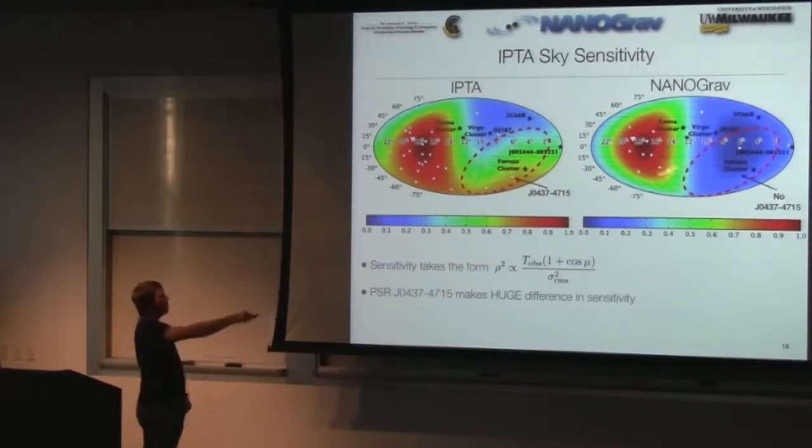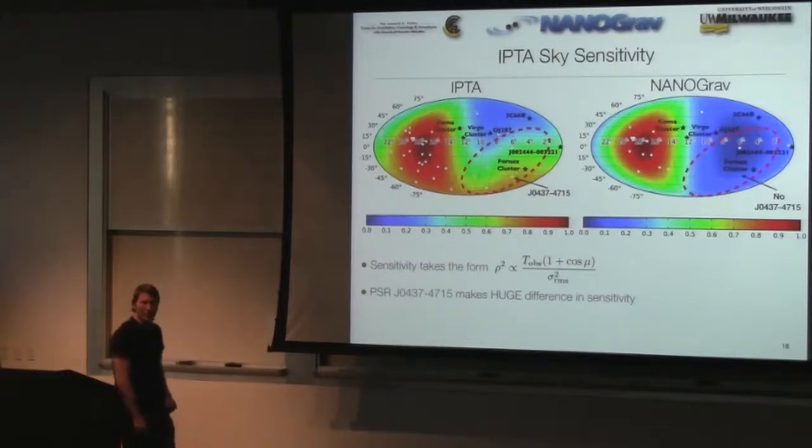On the other hand, for NANOGrav, we don't have 0437 because our telescopes can't see it. It's too low in declination. Almost this whole area of the sky is blind to us. This presents us with a new problem in that you would need much louder sources coming from that area of the sky to be able to see them.